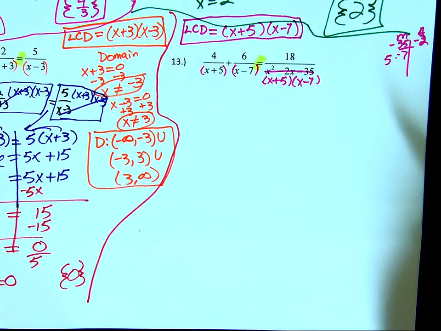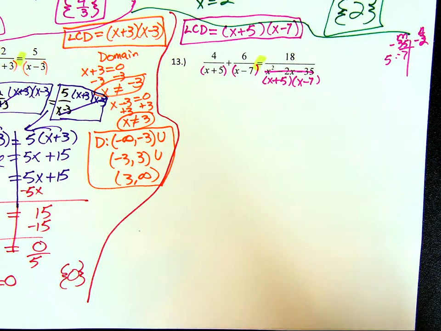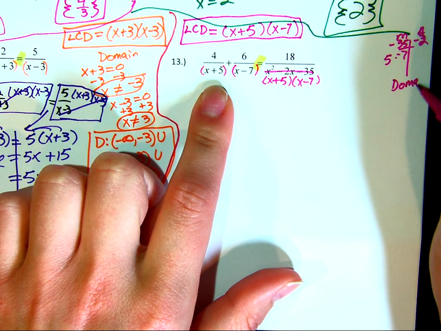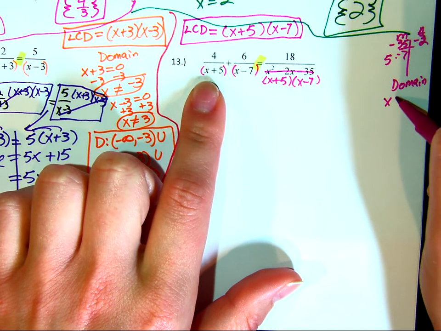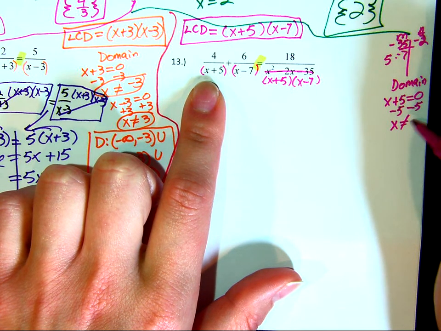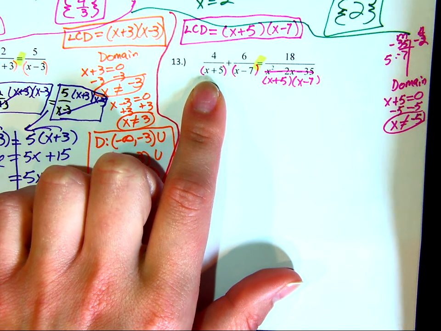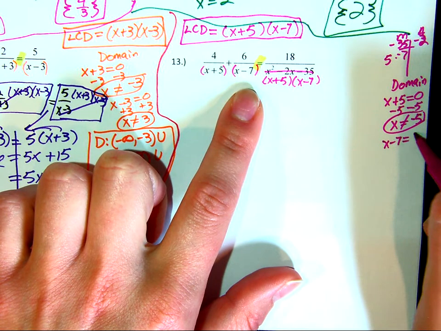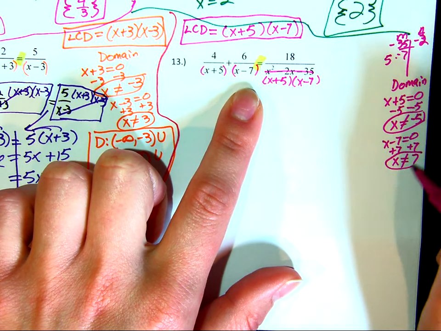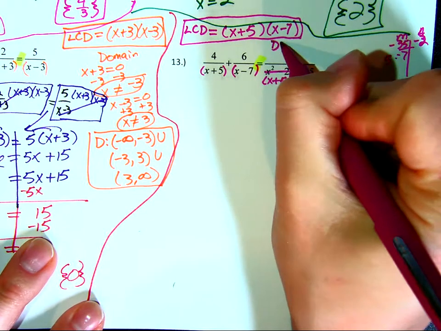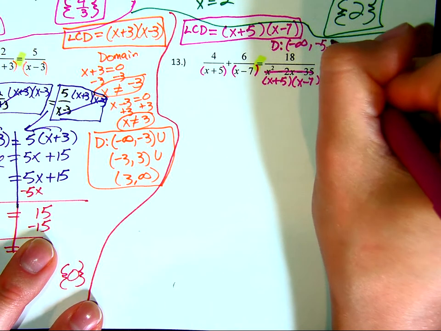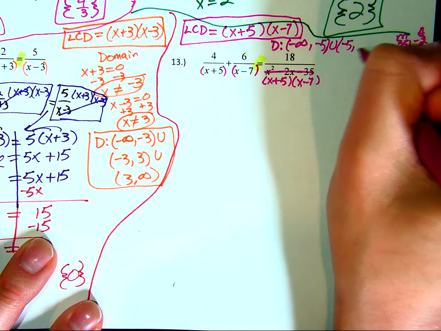Now don't forget, you can't stop there, you also have to do domain. So domain, we set each piece of the denominator equal to 0 and solve, and then we say that that value is not allowed. So x cannot equal negative 5, and then x minus 7 equals 0, add your 7. That means x cannot equal positive 7 either. So my domain is everything from negative infinity to my smallest number, negative 5. Unite it with negative 5 to 7. Unite it with 7 to infinity.